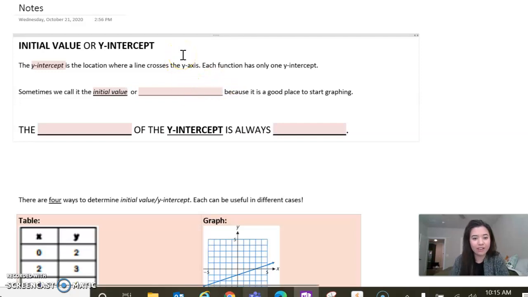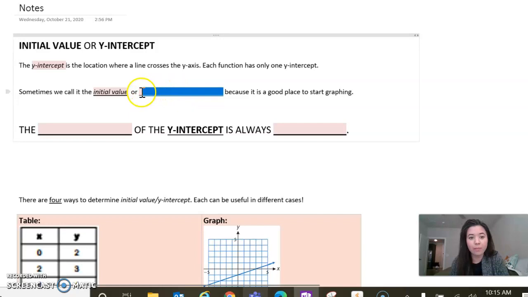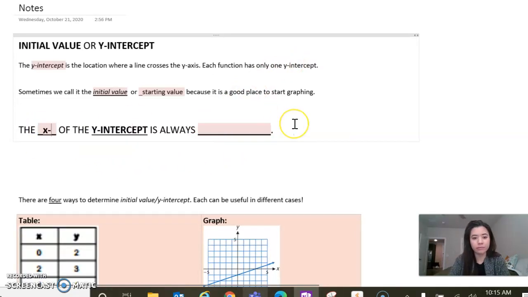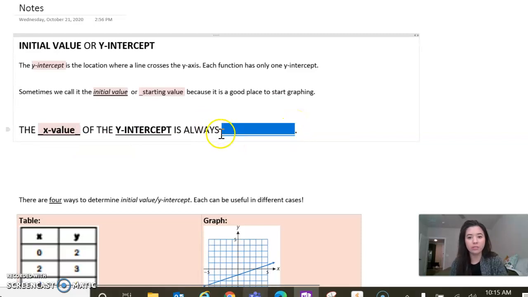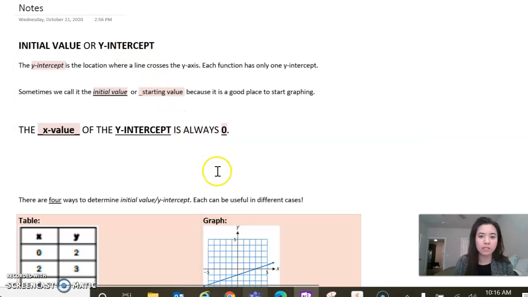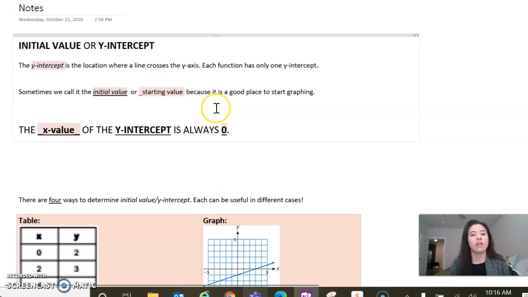The initial value, or the starting point or starting value, because it's a good place to start graphing. The x value of the y-intercept is always 0. So the y-intercept is where our function starts. It's the starting value. It's the perfect spot to start graphing. From story problems, it is the initial starting point. It's where our graph crosses the y-axis.